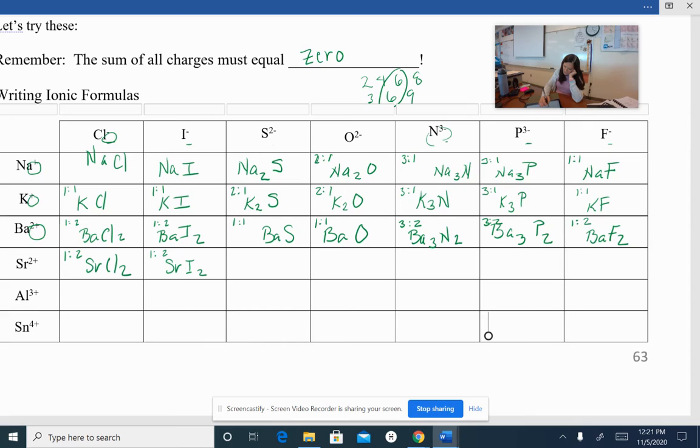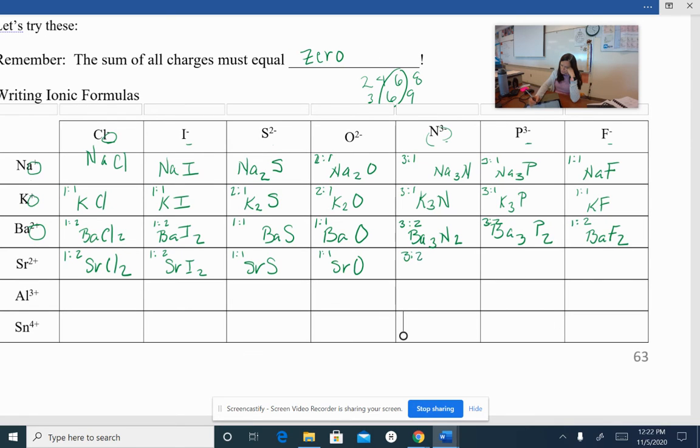Sulfur's -2, strontium's +2, so I just need 1 and 1. So strontium sulfide. Oxygen is also a -2, so that's going to balance 1 to 1. So strontium oxide. Nitrogen's a -3. So my least common multiple between 2 and 3 is 6. So to get to a positive 6, I'm going to need 3 strontiums and 2 nitrogens. So strontium nitride.